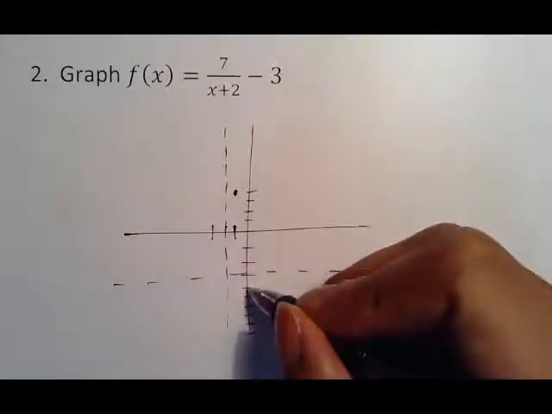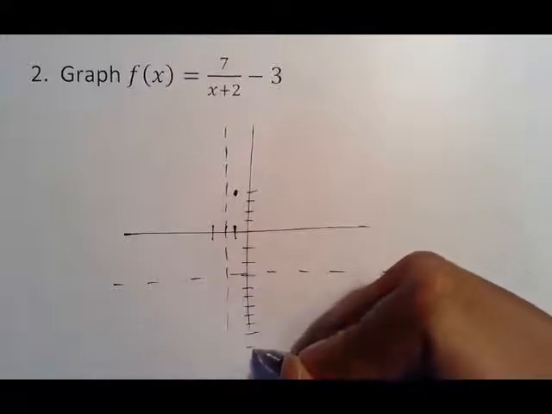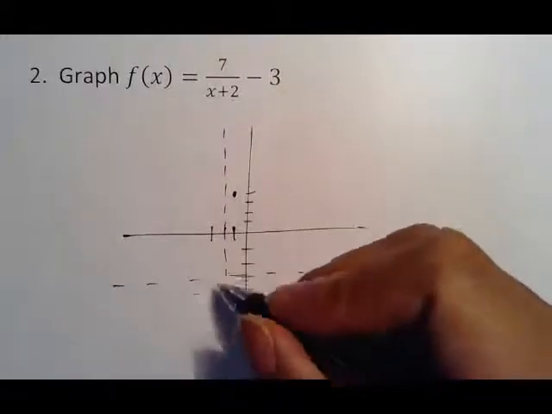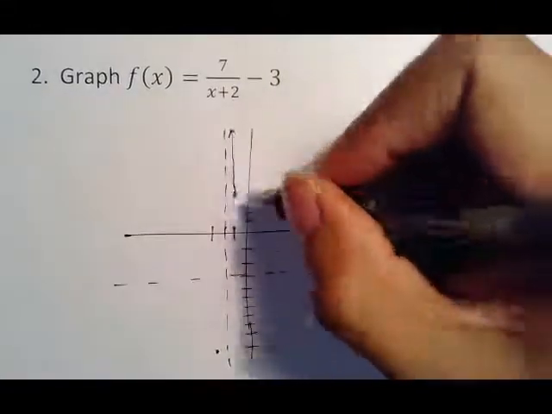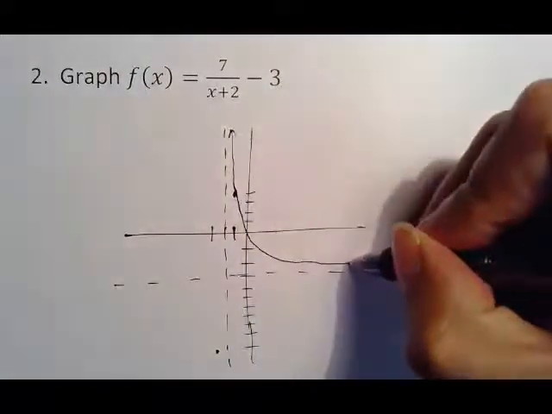1, 2, 3, 4, 5, 6, 7, 8, 9. Just make sure you have 10 marks going down and that you're around that mark as you go. And again, from there, we just want to know that the graph is going to do something like this.